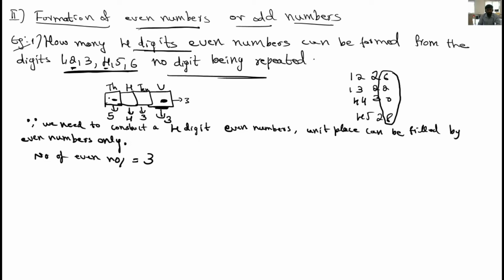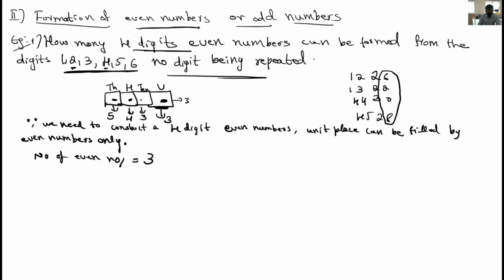So possibilities for thousands place is equal to 5 numbers are possible, because here 5 numbers plus here 1 number, 6 numbers you will get. Then see, for hundreds place you need to take one number from the remaining numbers. 2 numbers are used, remaining numbers is equal to 4. So 4 possibilities are there.